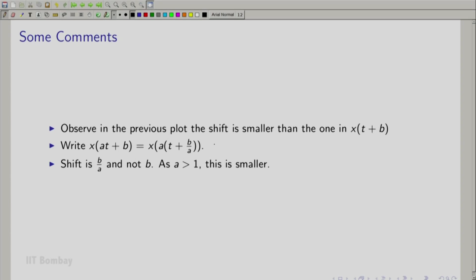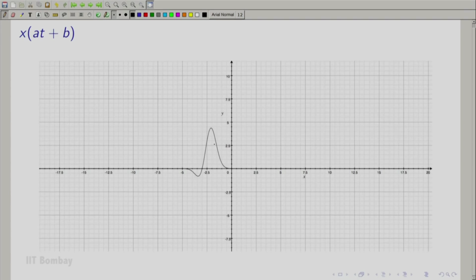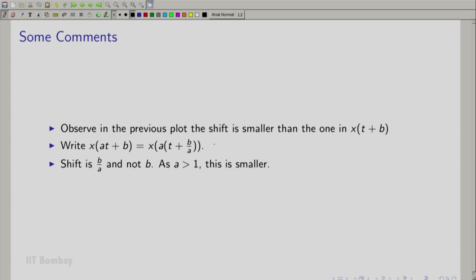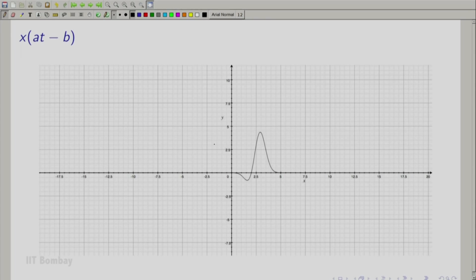Again we observe that in the previous plot the shift is smaller than the one in the plot for x of t plus b. We explain that by writing x of at plus b as x of a into t plus b by a, where a is non-zero and a is greater than 1. As a is greater than 1, b by a will be smaller than b, and the shift observed will be b by a and not b. As a result, the shift observed in this graph is less as compared to the previous graph. So this is the graph for x of at minus b. Again the shift is smaller and it is to the right and not to the left.